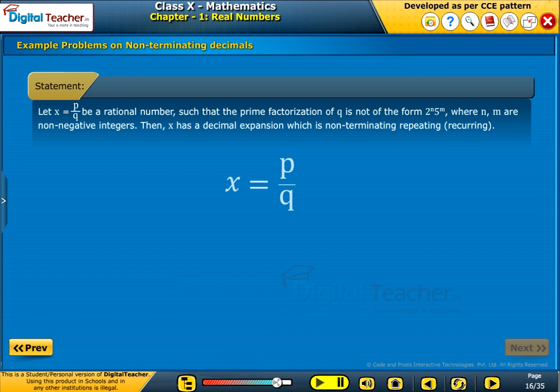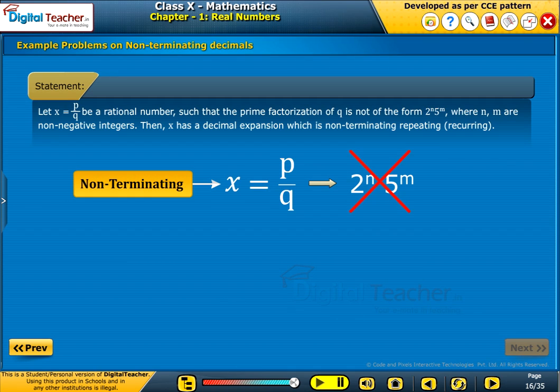Let x is equal to p by q be a rational number, such that the prime factorization of q is not of the form 2 power n, 5 power m, where n, m are non-negative integers. Then x has a decimal expansion which is non-terminating, repeating.